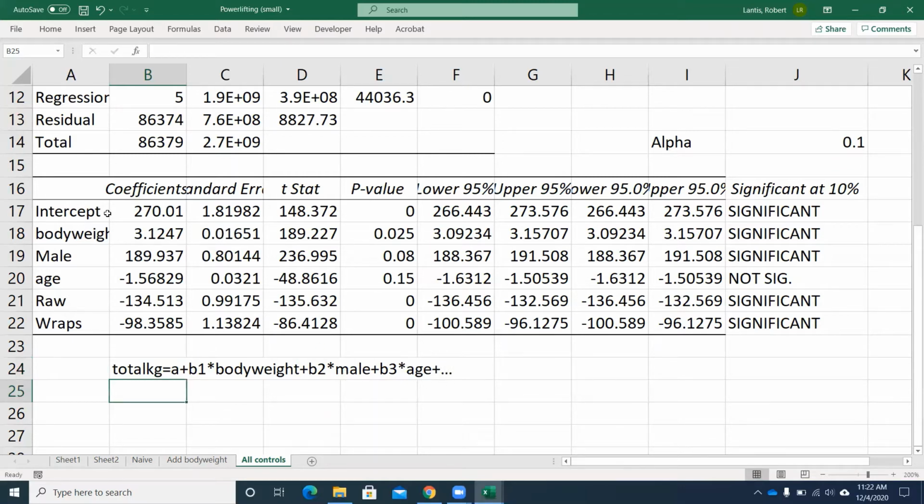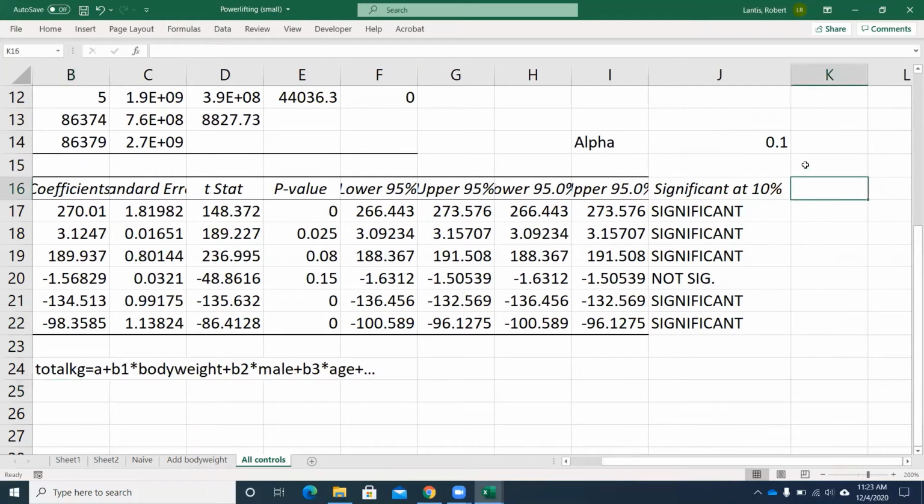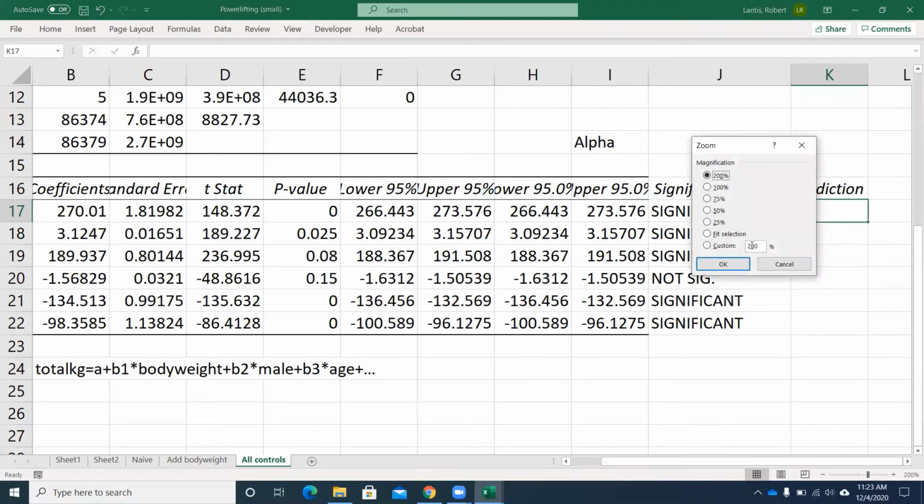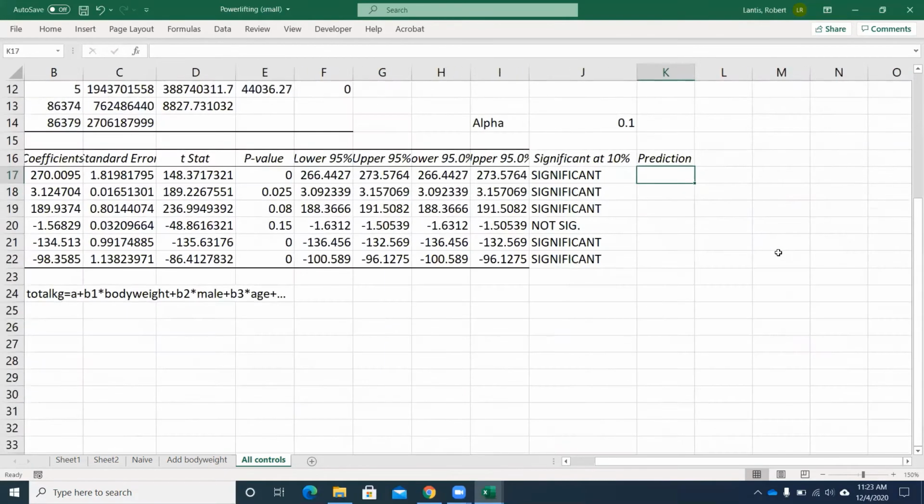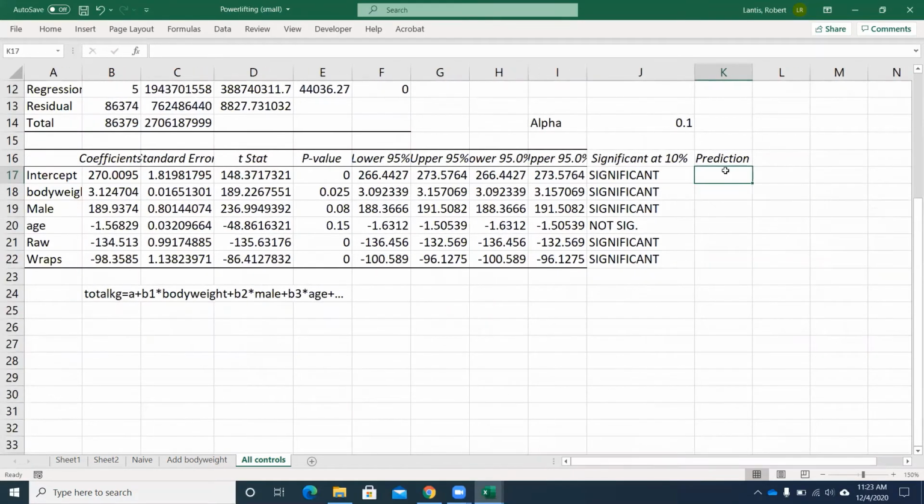So once I have the estimates for the intercept A, the coefficient on body weight, male, etc., I can plug all these coefficient values in, and now let's say I've got someone I'm trying to make a prediction for. I'm going to zoom out a little bit just so we can see everything. I didn't think it would be quite that big, so apologize for that. So let's say we've got someone who is 80 kilograms, male, 33, and they lifted in the raw division, which means they didn't lift in the wrap division, right?